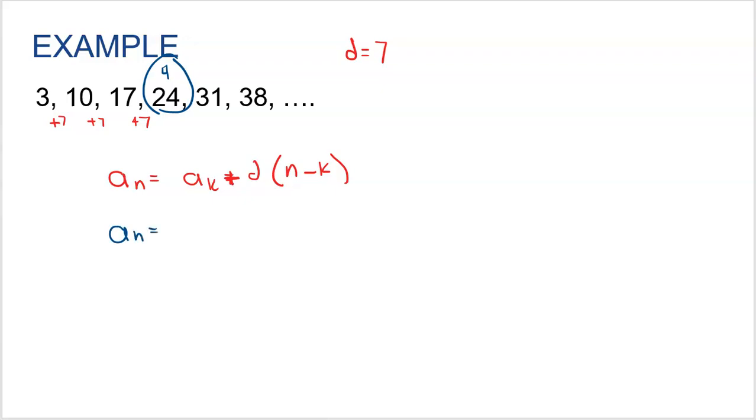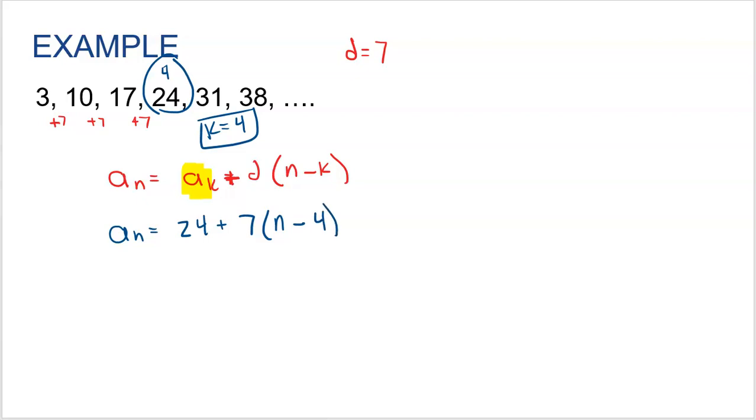A formula to find any term is, all right, I'm using 4 for k. You could use anything you want for k. It does not matter. I'm going to use 4. I'm just trying to show you it doesn't matter. So what is the fourth term? Well, that's what this is. A sub k is the fourth term. The fourth term is 24, plus the common difference is 7 times n minus what was k again? Oh yeah, I said k was 4.